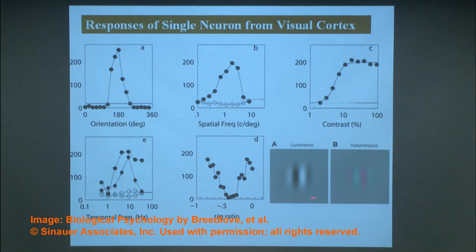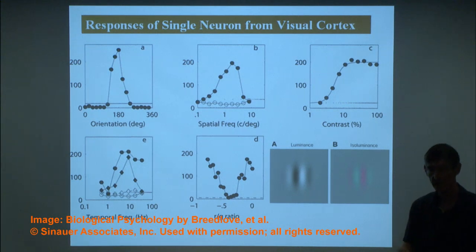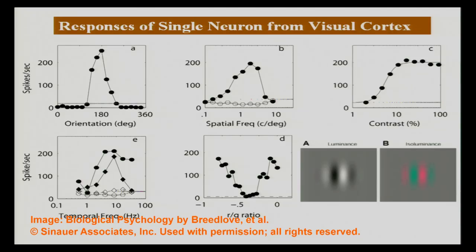And at some ratio, around about 0.5, where the two are pretty much equally bright, the cell ceases to respond. It's colorblind. So this is what a magnocellular cell in the retina would do. This is what a magnocellular cell in the geniculate would do. And this is what a neuron in the visual cortex, which has these other properties, will do. It's relatively colorblind. It will respond beautifully to a black and white stimulus, but not to a chromatic stimulus.